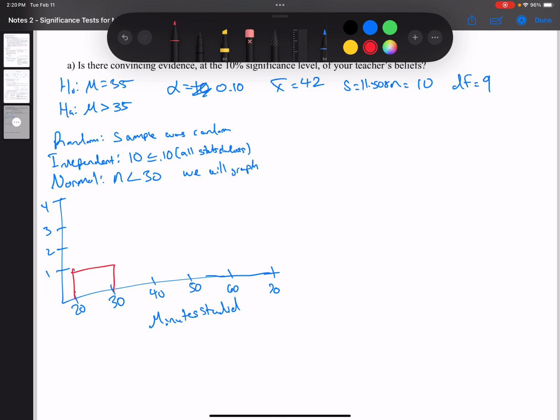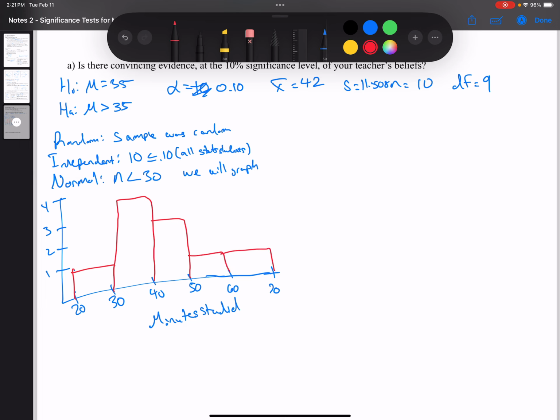One person between 20 and 30. We had 4 people between 30 and 40. We had 3 people between 40 and 50. And then we had 1 for 50 and 60 and 1 for 60 and 70.